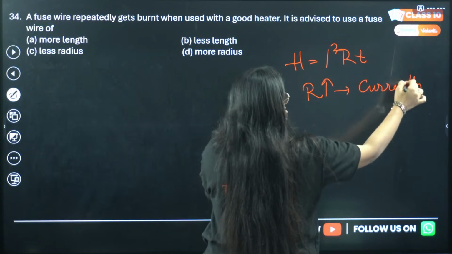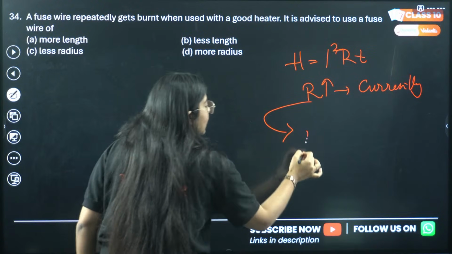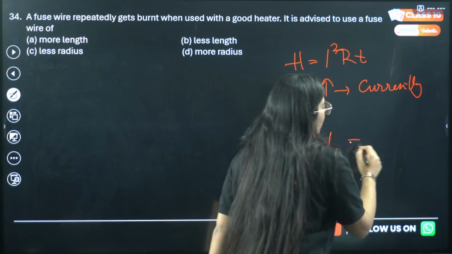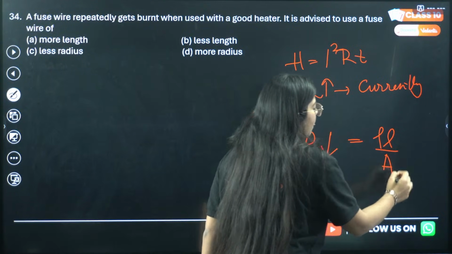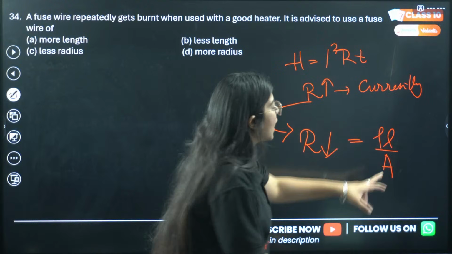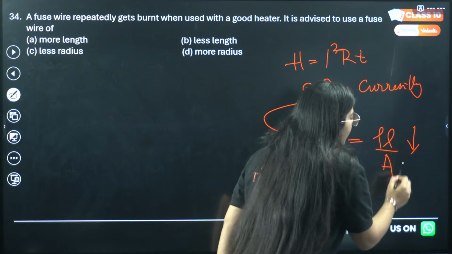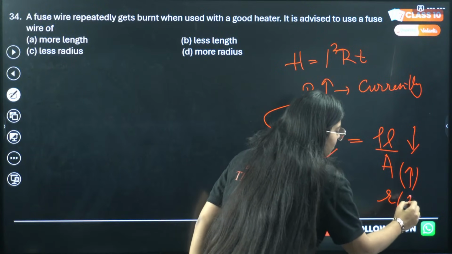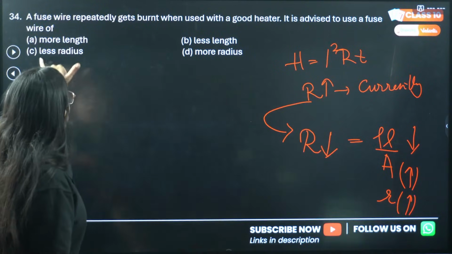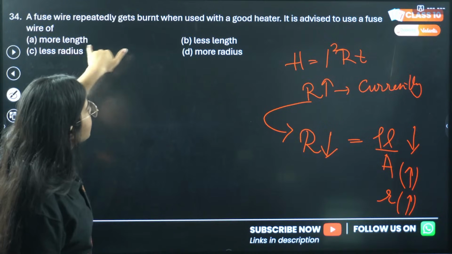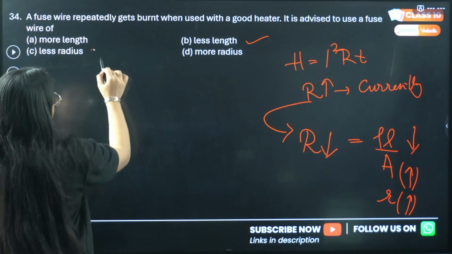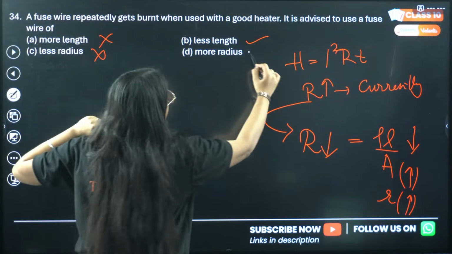To correct it, we definitely want to decrease the resistance, correct? And the resistance is what? Rho L by A. Now, I should either decrease the length or increase the area. That means increase the radius, correct? So, more length, definitely not the answer. Less length can be an answer. Less radius, definitely not the answer. More radius can be the answer.